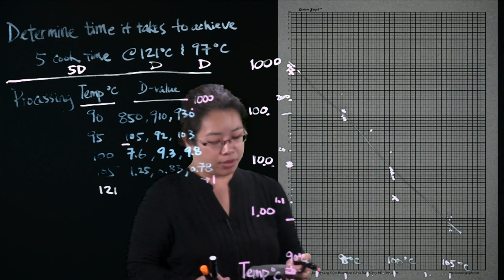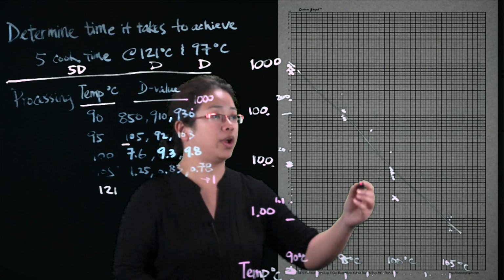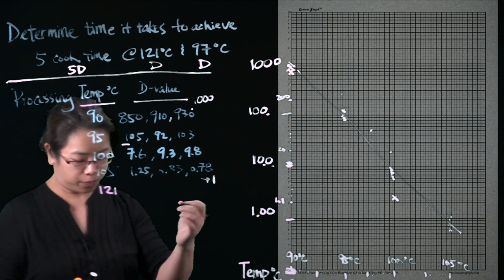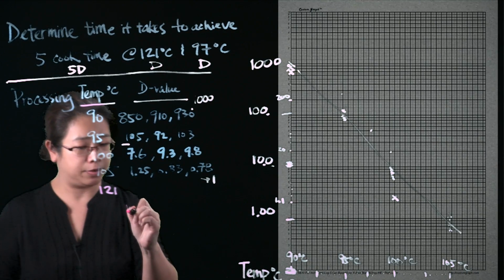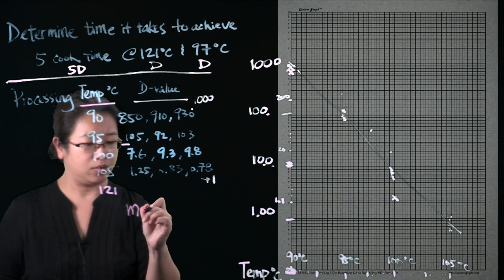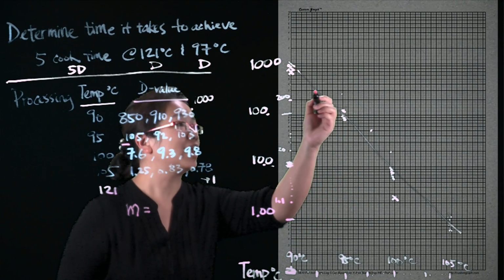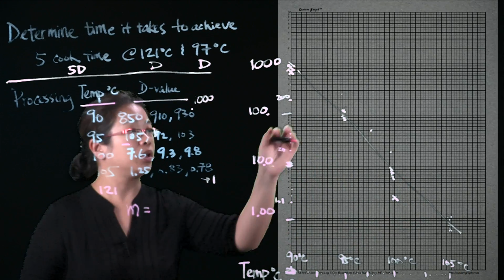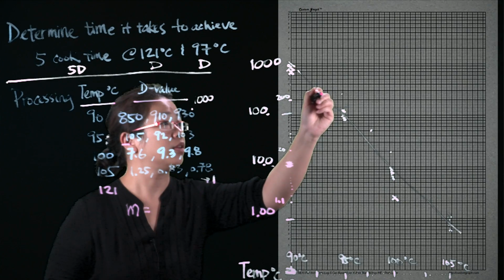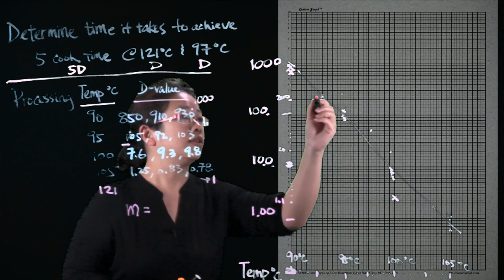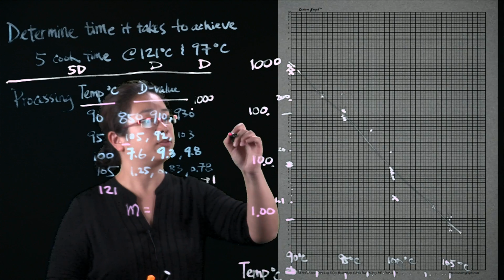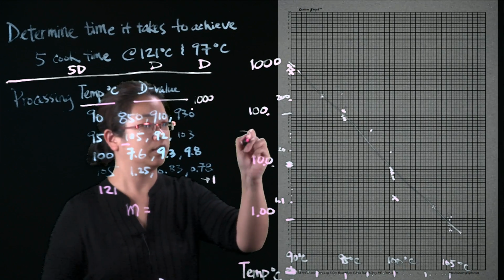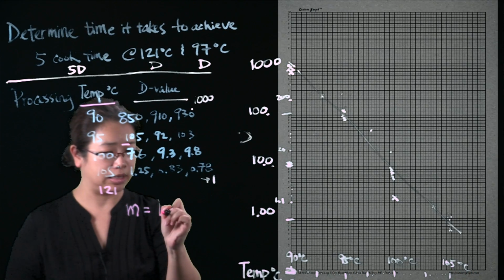We can do it by calculation. To find Z, we have to look for the slope first. The slope is rise over run, like in any mathematical experiment. So we take data points here and here. It's the log of the number of survivors. No, this is the D value here, D. So we will take the log D.